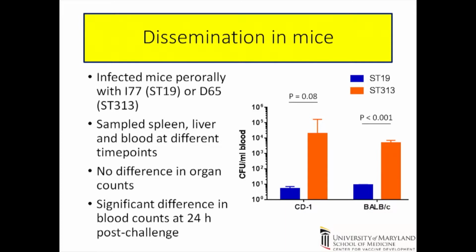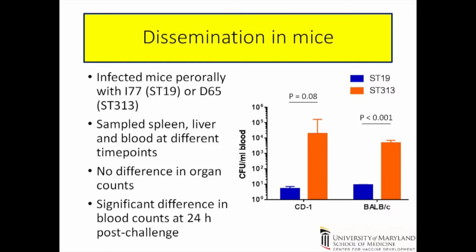However, we did see a significant difference in the blood counts at 24 hours post-infection. So you can see here on this graph showing CFU per mil of blood, and we have ST313 in the orange and ST19 in the blue, that we did have more bacterial burden in the blood at this 24-hour time point in both CD1 and BALB/c mice. Interestingly, we don't see this trend at any of the other time points, so it does look to be a very transient increase in invasion.